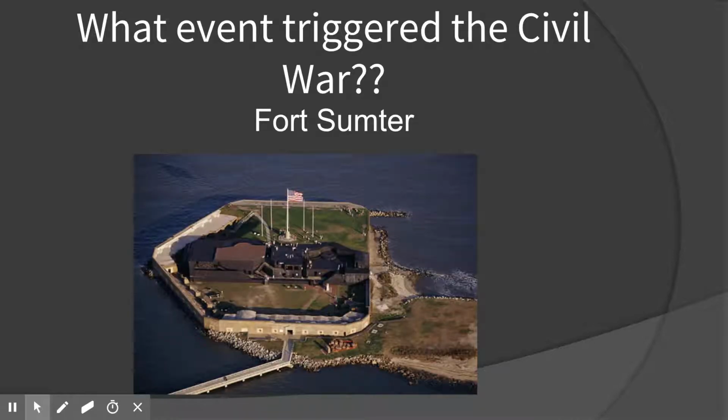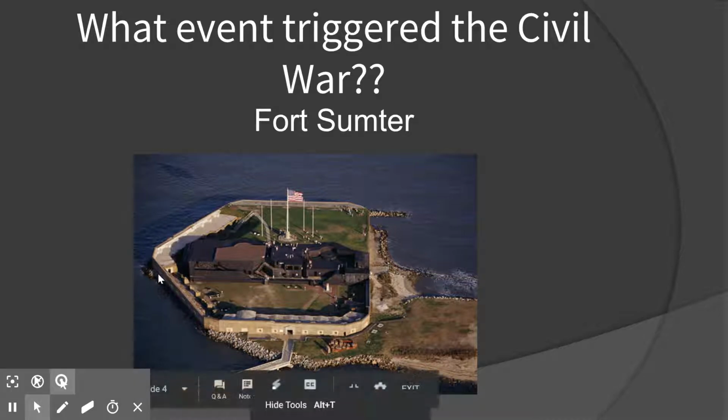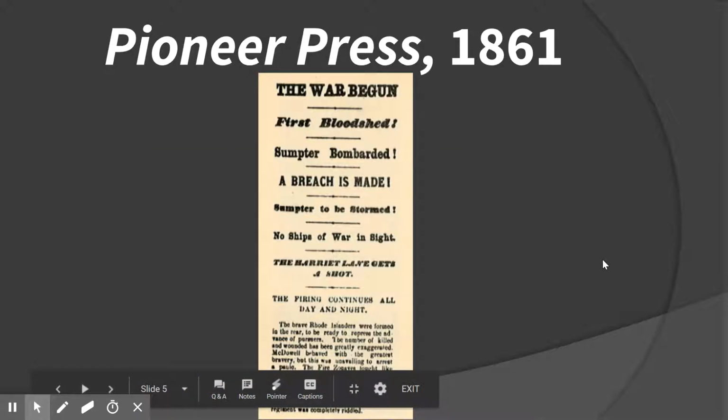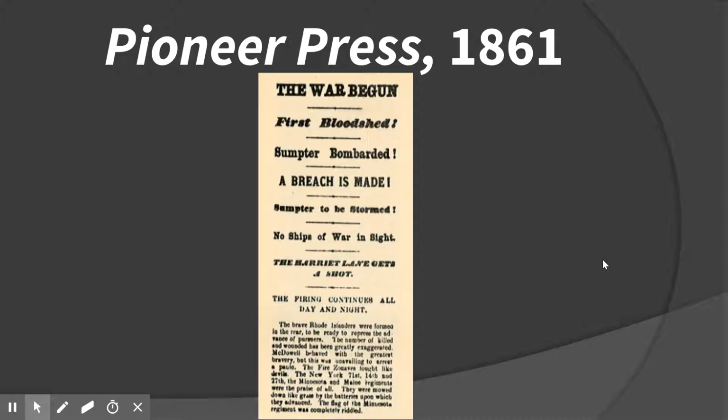Here's Fort Sumter today. It's kind of cool. You can still see the original walls, but notice how, again, it's something of a lookout point. This is from the Pioneer Press in 1861. This is the actual newspaper article. The Pioneer Press was a prominent newspaper down in the Minneapolis-St. Paul area.